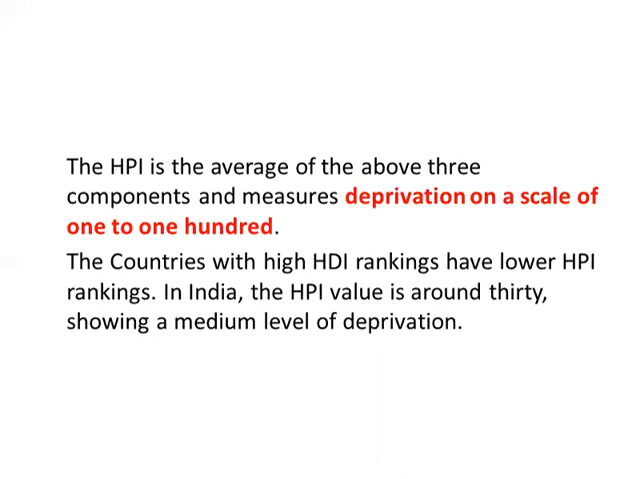Human Poverty Index is the average of the above components and measures deprivation on a scale of 1 to 100. The countries with the high HDI rankings have lower Human Poverty Index rankings. In India, the HPI value is around 30, showing a medium level of deprivation. So India is a medium level deprived country according to the Human Poverty Index.